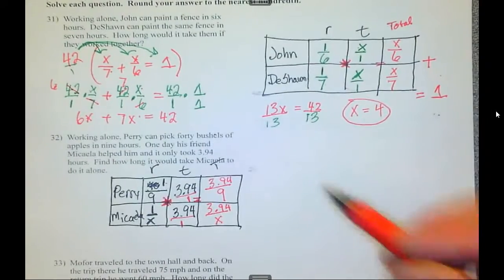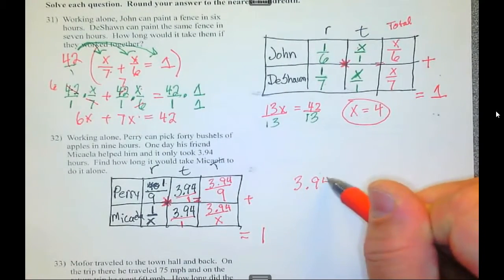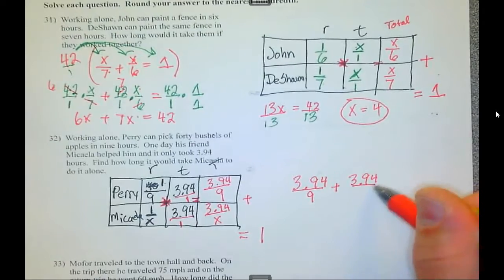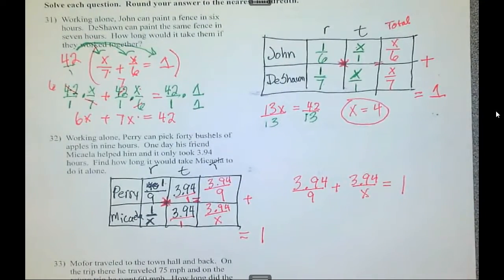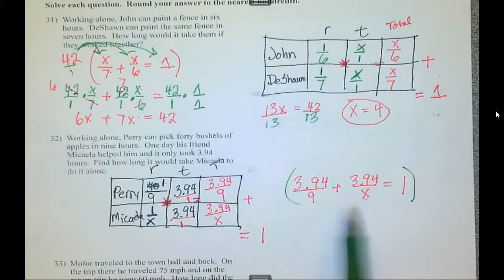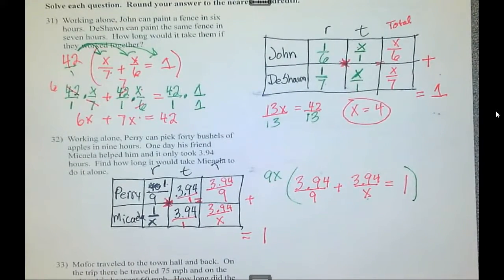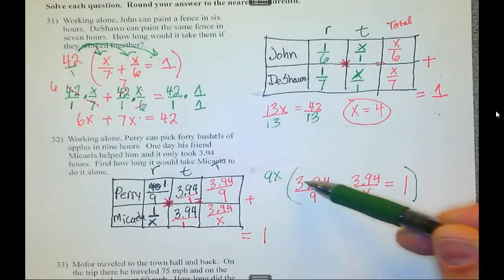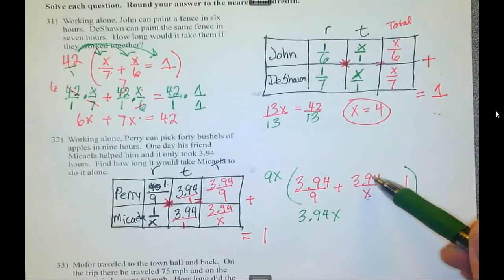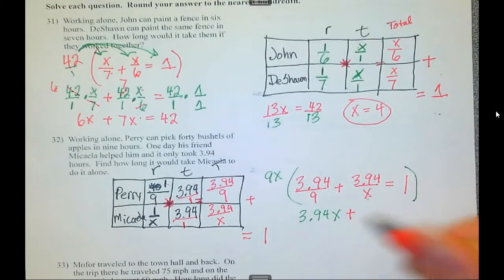I'm impressed. Okay, so I'm going to add these together, set it equal to 1. 3.94 over 9 plus 3.94 over x. That's going to equal 1. What's my least common multiple? 9x, right? Okay, so again, what we're doing here, this 9's are going to cancel, so 3.94 times x, I get 3.94x. Here, the x's are going to cancel, so I'm going to have to take 3.94 times 9, and I'm going to need a calculator.